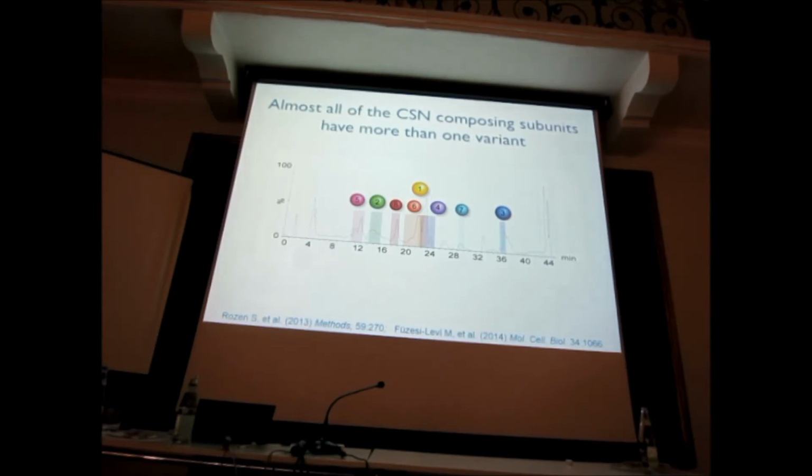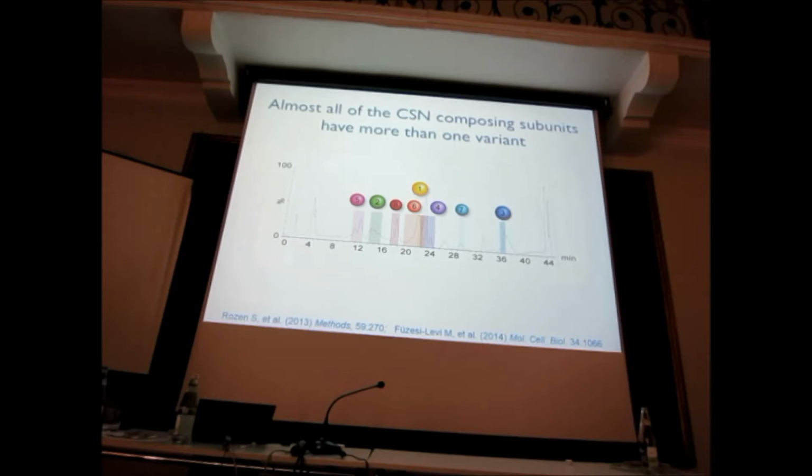And here is a representative chromatogram of the signalosome complex that we have isolated from human red blood cells. You can see that we could separate all the subunits from one another, and we discovered that almost all the signalosome subunits have more than one form. So when we are talking about protein complexes, we don't have a uniform protein complex, but we actually have an ensemble of this protein complex due to the assembly of the different forms of the subunits.